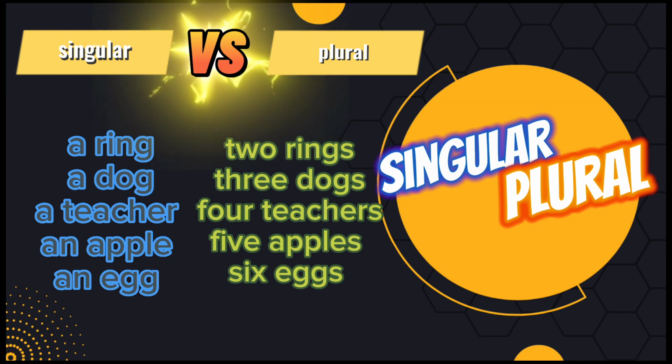2 rings. We had one ring, a ring. Now we have 2 rings with an s. We had a dog. The plural is 3 dogs. Again s, 3 dogs. A teacher, 1 teacher. 4 teachers. Don't forget the s. You must not forget that. An apple, that's 1 apple. Then we have plural, 5 apples. And the last one, an egg, 1 egg, 6 eggs.